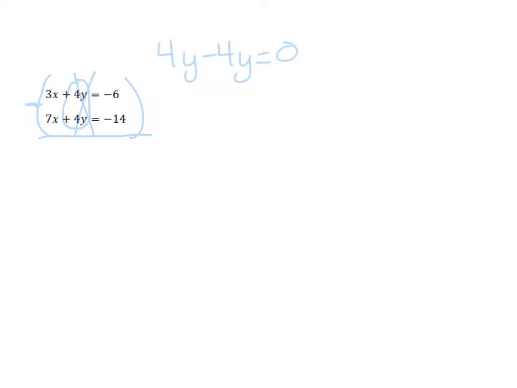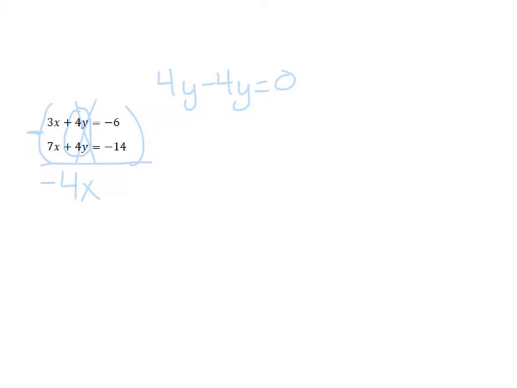Looking at the first terms, 3x minus 7x is a negative 4x. Equals, and then I get a negative 6 minus a negative 14. So keep, change, change, and I'm left with 8. If I want to solve for x, I need to divide by a negative 4, and I get x equals negative 2.